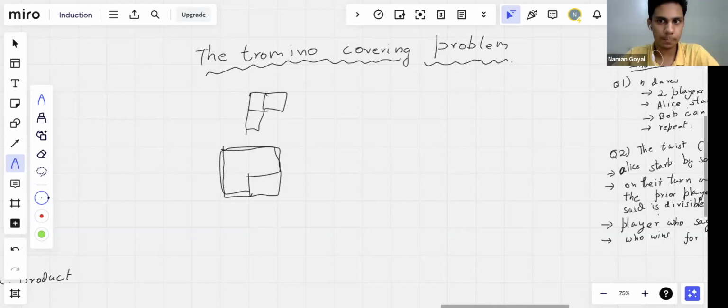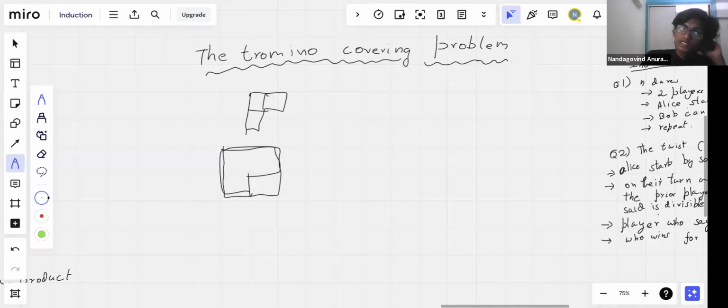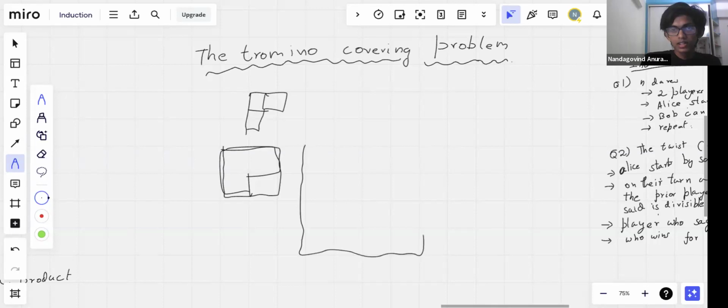Okay, cool. So here's the question. You are given a board of size 2 to the power n. That means it's a square grid with side length 2 to the power n. So this is the case where n is equal to 1, and this is n equal to 2.